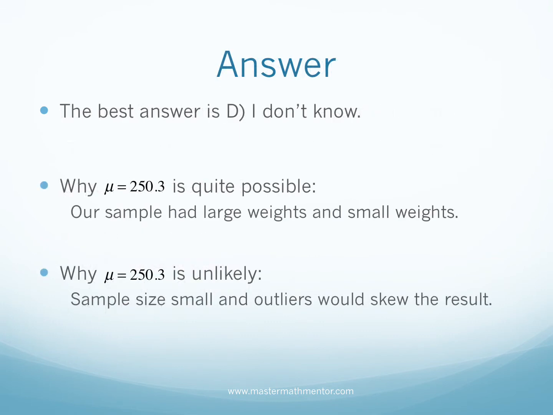If you had trouble answering this question, don't worry. The best answer is probably D, I don't know. On the one hand, your sample of 10 had some large weights, but some small weights as well. Logic might indicate that these will balance out, and our sample mean of 250.3 may very well be close to the unknown population average. On the other hand, our sample size was quite small. If Rick at 412 pounds was an outlier, we know that our results could be skewed to the right, and the X bar of 250.3 might be too large.